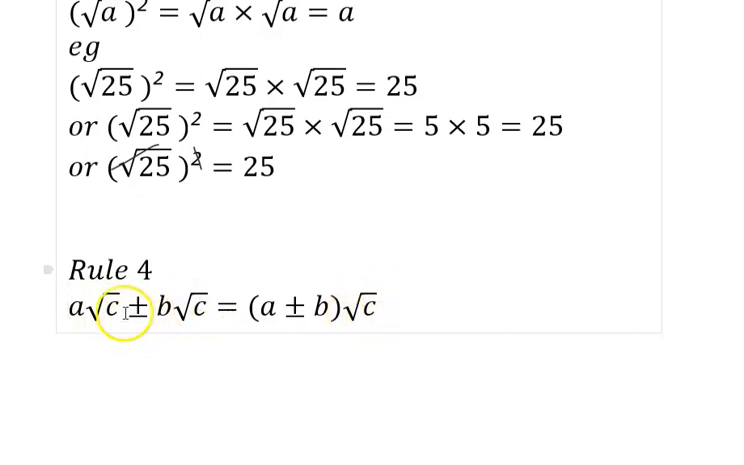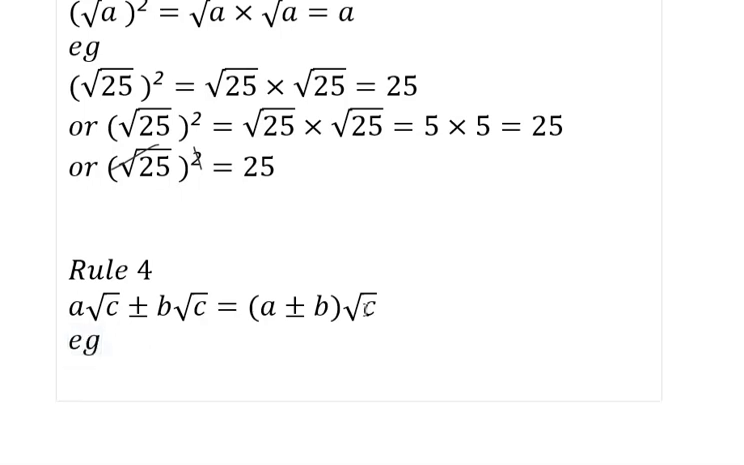This is it. And if it is plus that is in between, just say A plus B, you put it outside. If it is minus, just say A minus B, you put it outside. It is as simple and easy as that, provided what you have here and what you have here are the same. Let's get an example.